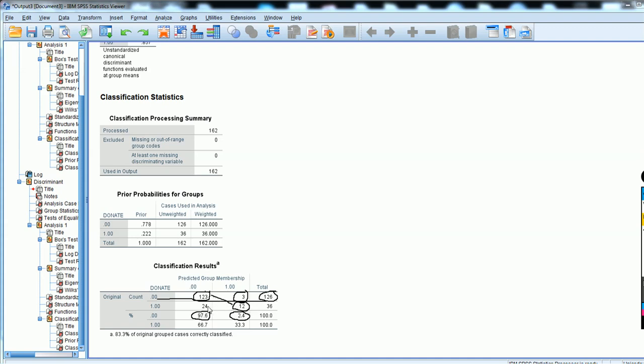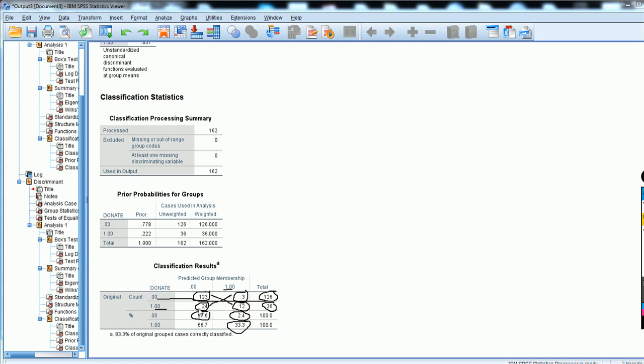In this case, we had 36 cases who actually did indicate an intention to donate. And of those 36, 12 were correctly predicted by the model to indicate an intention to donate. So there's the correspondence between the 1 and the 1 right here. So the hit rate for that is about 33.3%. So that's actually pretty low. That's not so good. And then you can see right here, these would be your misses. So as you cross over here, these would be misses.